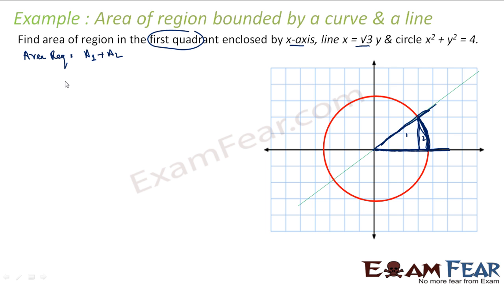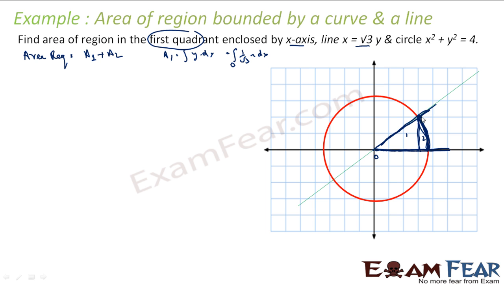So area 1 will be nothing but, if you see, I'll just write here, area 1 is nothing but the integral of y dx for this curve. This line is what? y is equal to 1 by root 3 x. So this becomes actually the integral of 1 by root 3 x dx, and x varies from 0 to this point. What is this point? So we have to first find that point also.